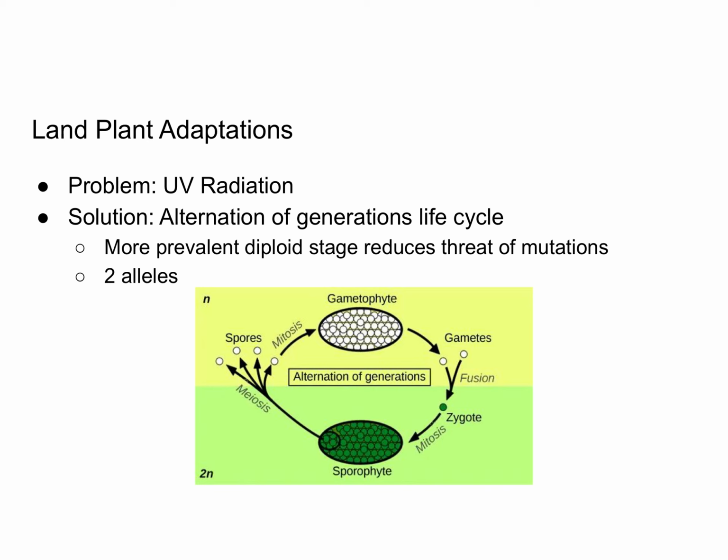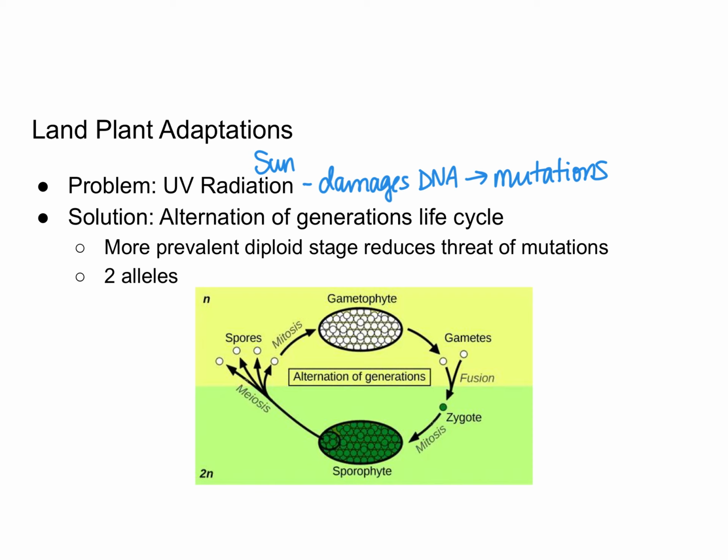Another problem land plants face when they move to land is UV radiation. Remember we said that UV radiation is part of the electromagnetic radiation that comes from the sun, and it can damage DNA, causing mutations to occur. And some of these mutations could be detrimental, potentially harming the plant.